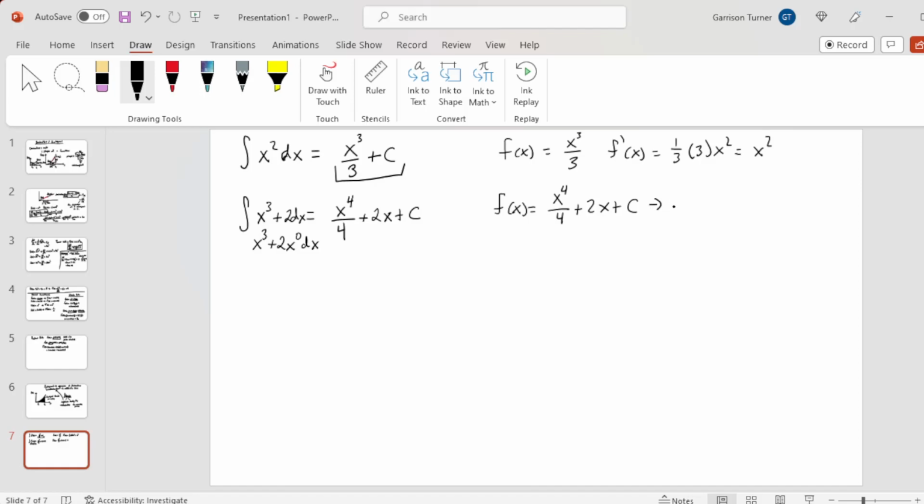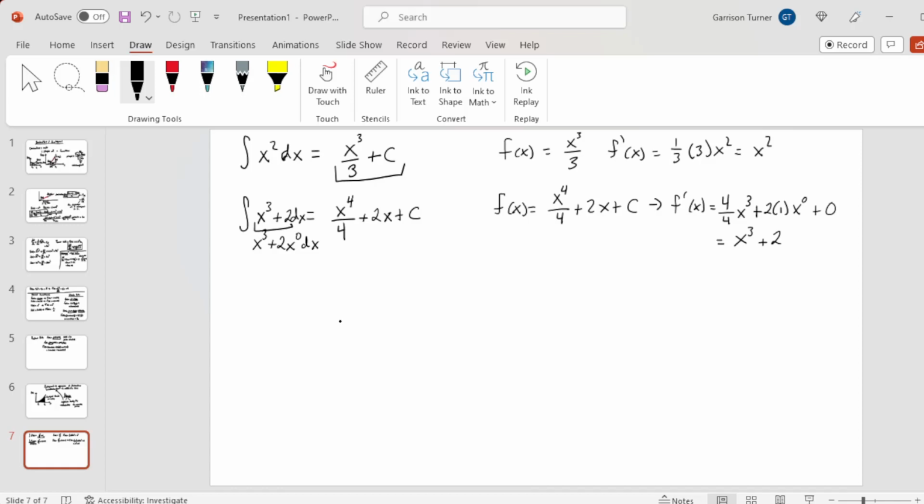the derivative, then bring my first power down, 4 over 4 times x cubed plus 2 times 1 times x to the 0 plus 0, since the derivative of a constant is 0, and this becomes x cubed plus 2, which is the function that I was taking the integral of originally.